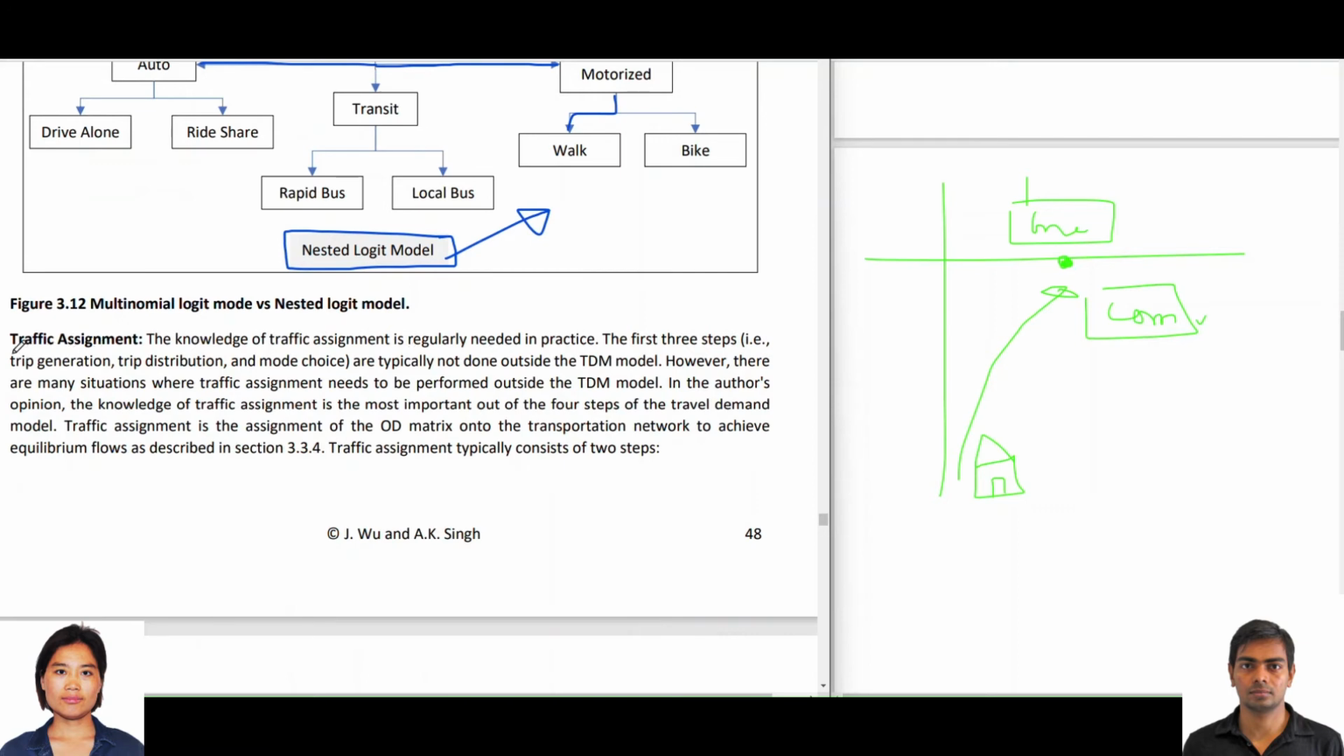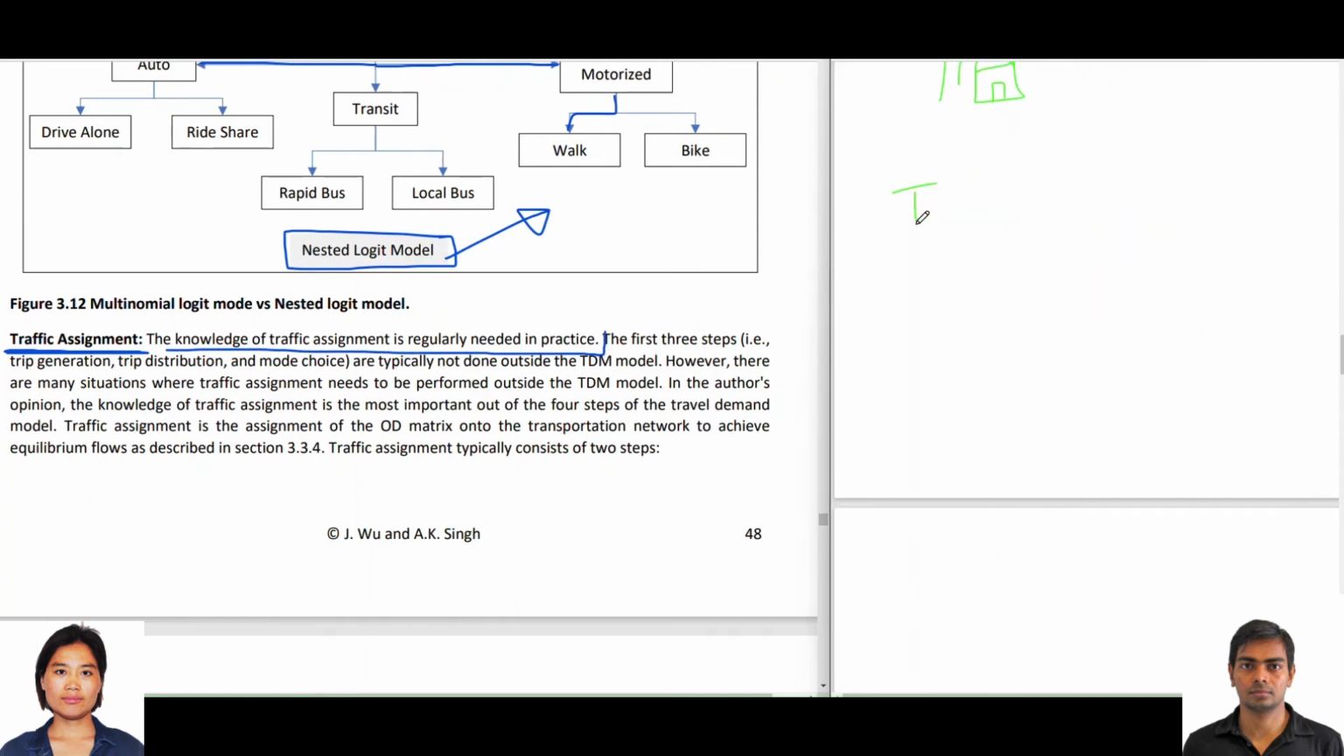Now the last one is traffic assignment. Traffic assignment, like I mentioned, is my favorite topic in theory. So the knowledge of traffic assignment is regularly needed in practice outside of TDM. So first we looked at step one, trip generation. Second, step two, trip distribution. Third, step three, mode choice. And now we are looking at step four, traffic assignment.